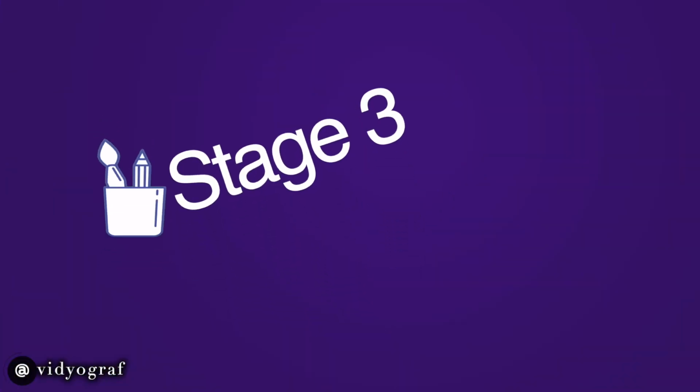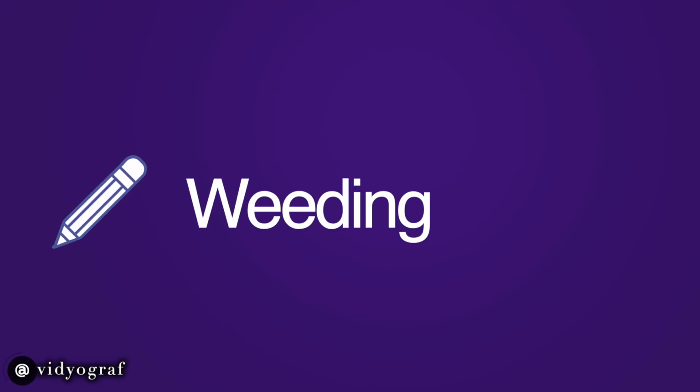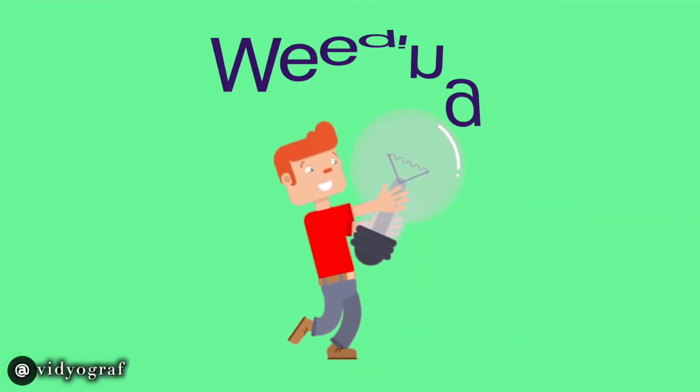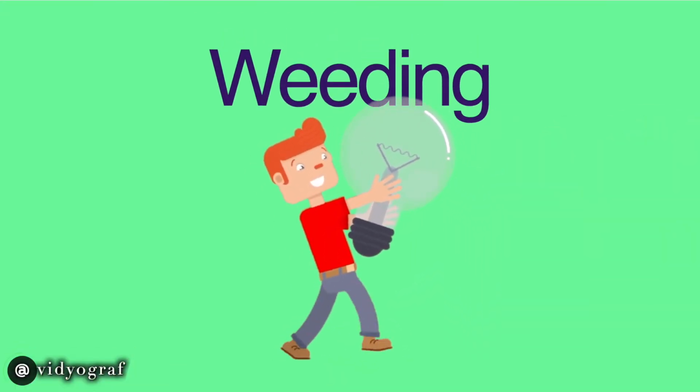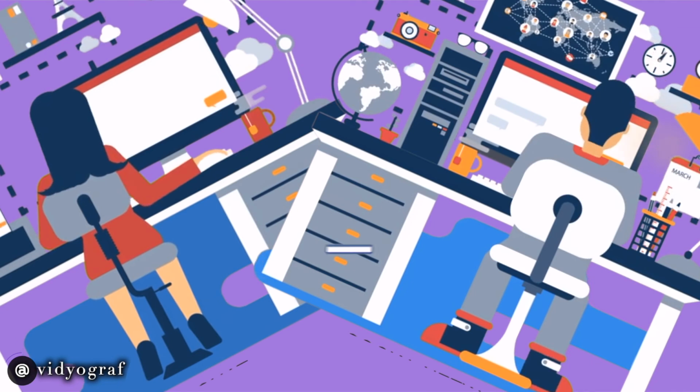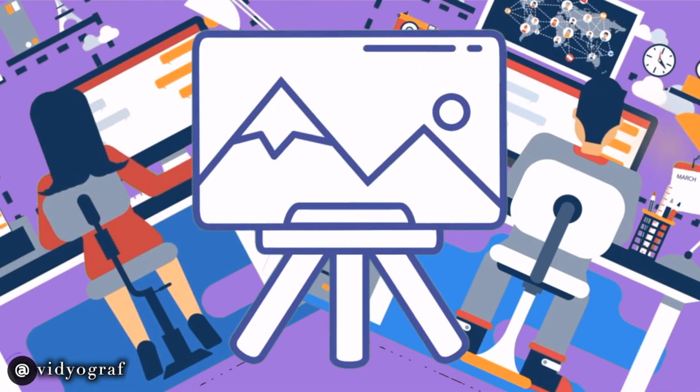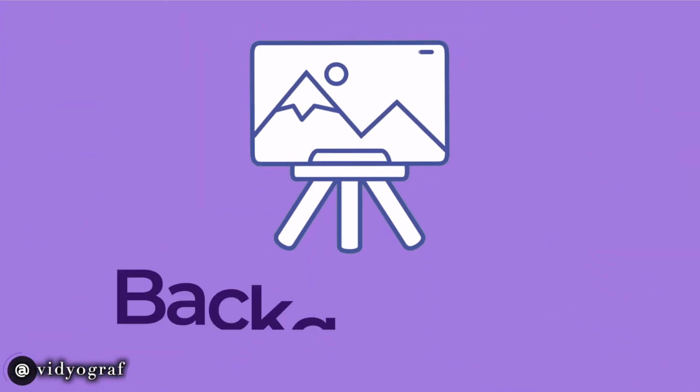Stage 3. Weeding. Music and other distracting audio components are removed at this point. Complex backgrounds are simplified visually.